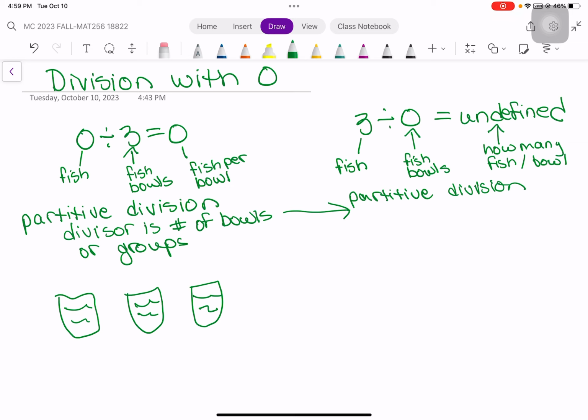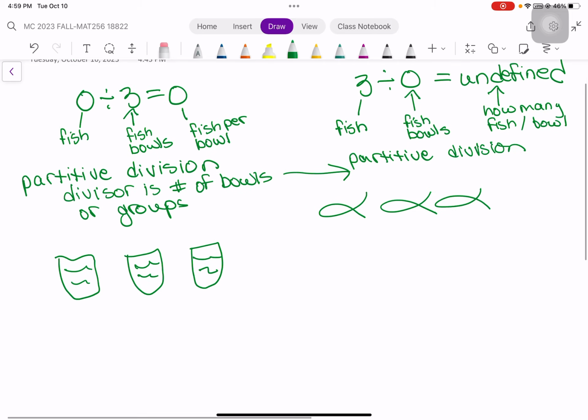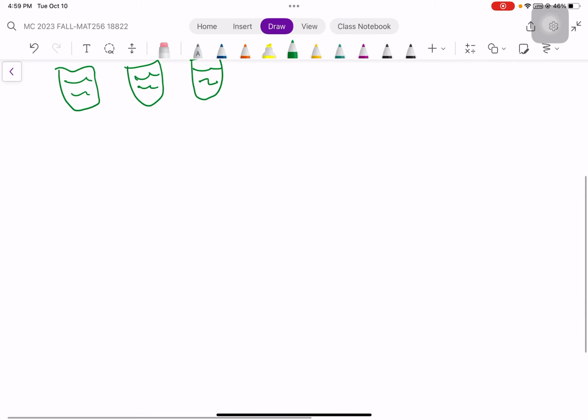Now our picture looks a little bit different because this time we have 3 fish, but we have no bowls to put them in. So since we have no bowls, how many fish per bowl? Well, we can't figure that out because we don't have any bowls to put fish in. So that's the partitive model. What does it look like with measurement division? So same problem with measurement division.